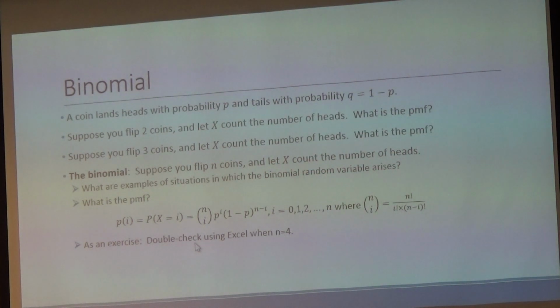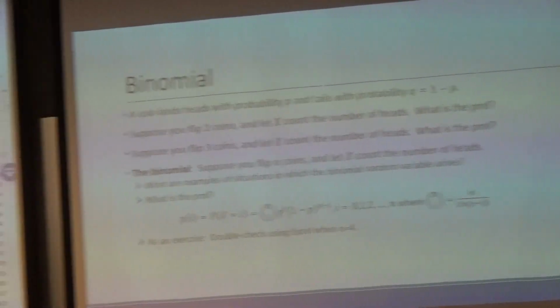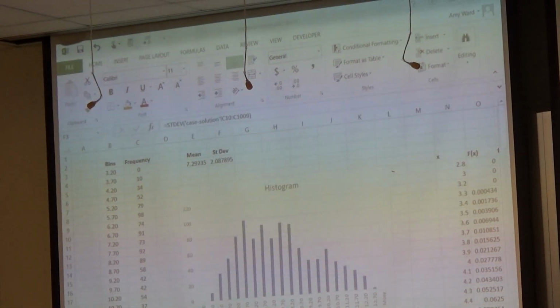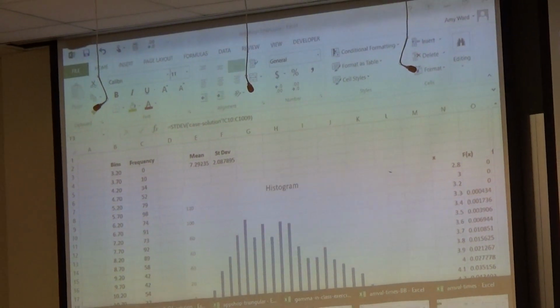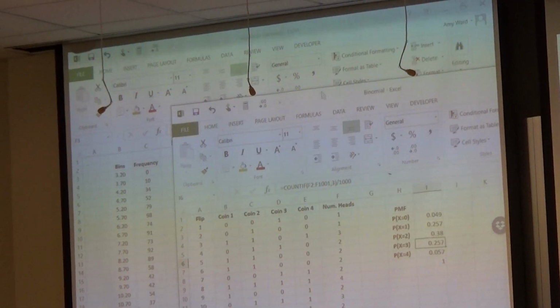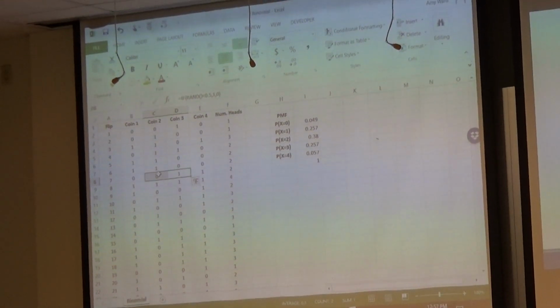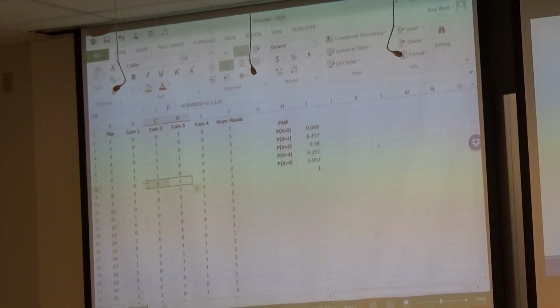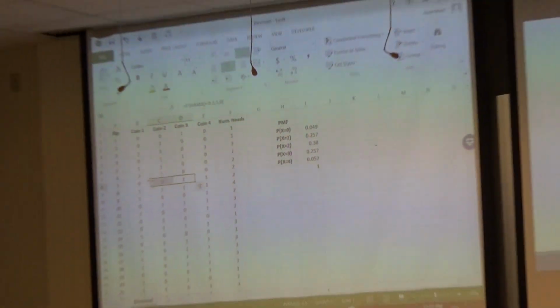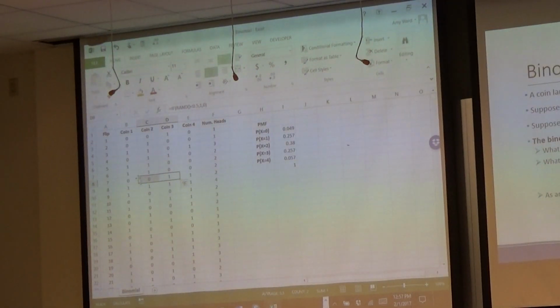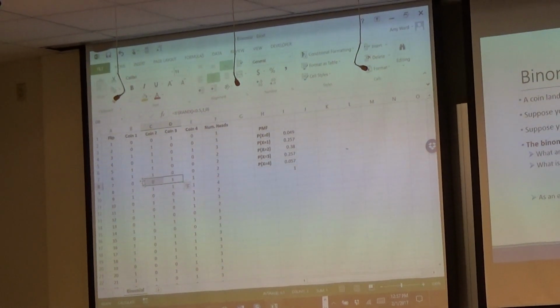You can do this in Excel too. So let's go ahead and open it, the one called binomial. Let's think about how I would calculate probabilities of this binomial, since that formula looks a little yucky. I can do a simulation for this.